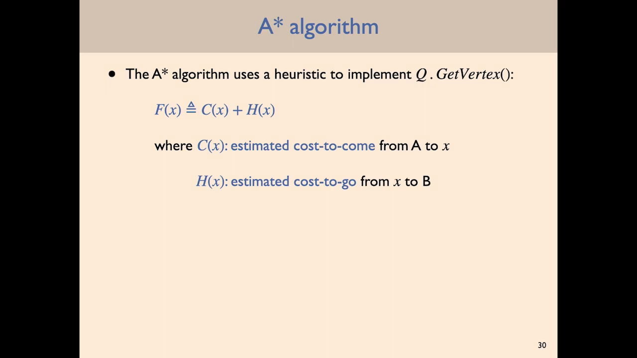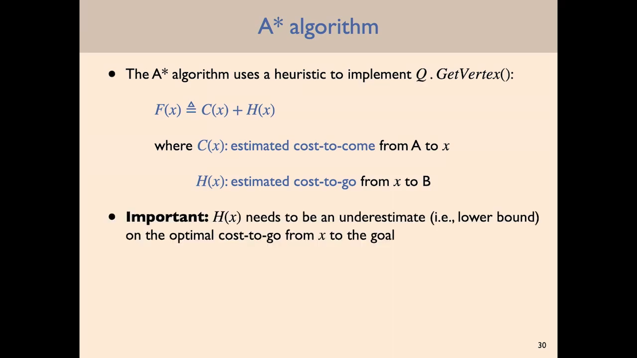So in a sense, f is an estimate of the total cost to get from A to B while passing through x. That's the intuition you can keep in your mind. So the first part, the C of x part, is the estimated cost to go from A to x. The h part is the estimated cost to go from x to the goal vertex B.